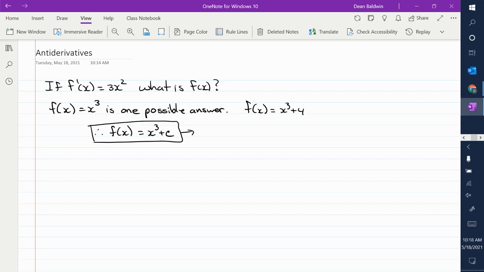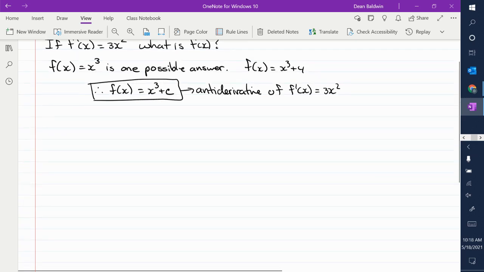And this is the antiderivative. Now, c could be 0. That's a number. But it could also be a bunch of other stuff. And we'll learn how to find c in a bit here. So the antiderivative is just figuring out where did this come from? Okay? Where did this derivative come from?